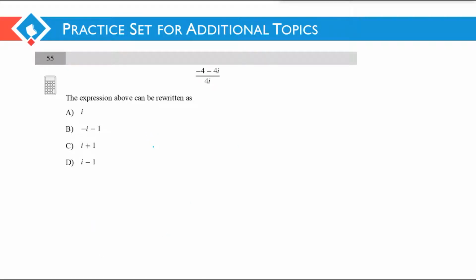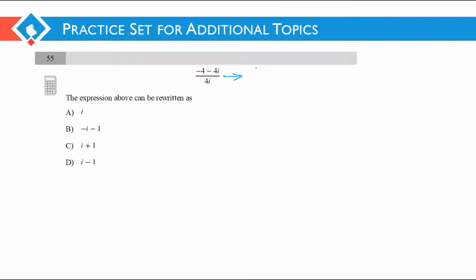The expression above can be rewritten as... So what we're doing here is rewriting this expression. And in order to do that, the first thing we can do in this case is get rid of the 4's because the 4 exists everywhere in this expression. So I'm just going to divide every term by 4.